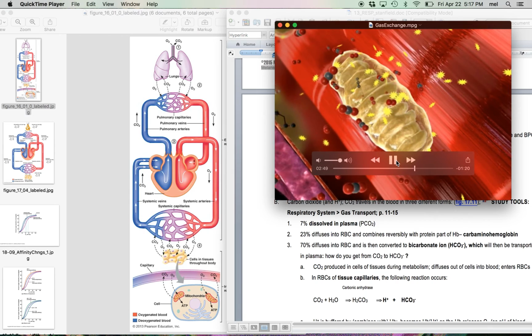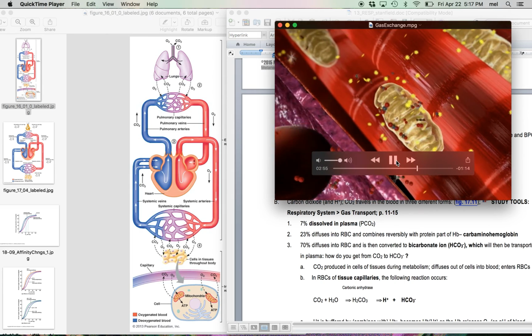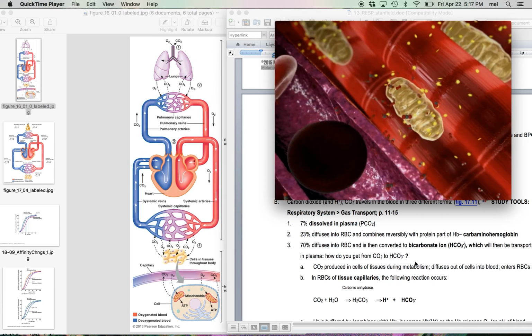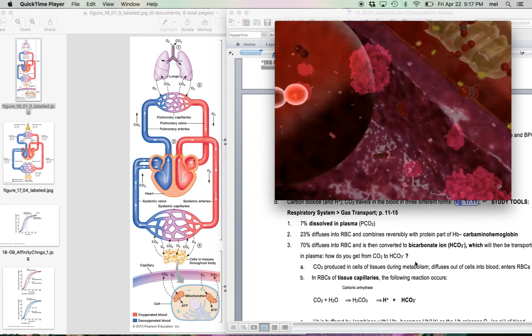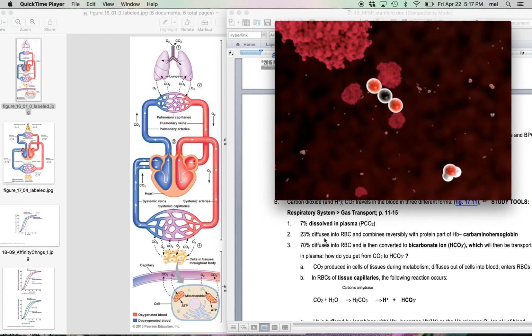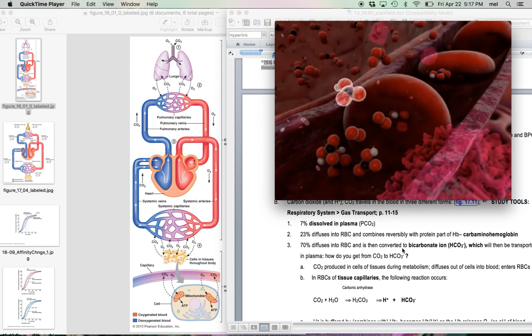Carbon dioxide diffuses from cells into capillaries. Some carbon dioxide stays in the plasma, the liquid part of the blood. Okay, so 7% stays dissolved in the plasma, that's right there. Most carbon dioxide, however, enters red blood cells. Some carbon dioxide binds to hemoglobin. So that's this part right here. 23% of the carbon dioxide you're carrying binds to hemoglobin and forms carbaminohemoglobin. So hemoglobin can actually carry oxygen and carbon dioxide. The rest is converted to bicarbonate, which diffuses into the plasma.